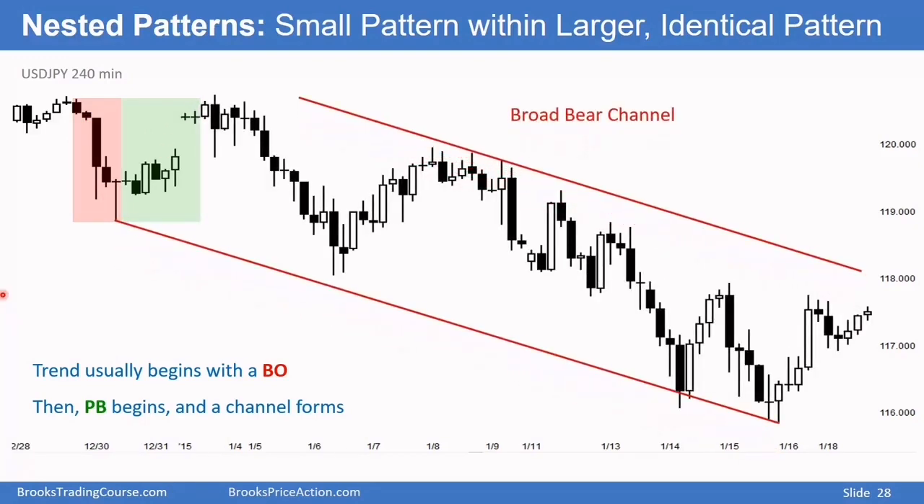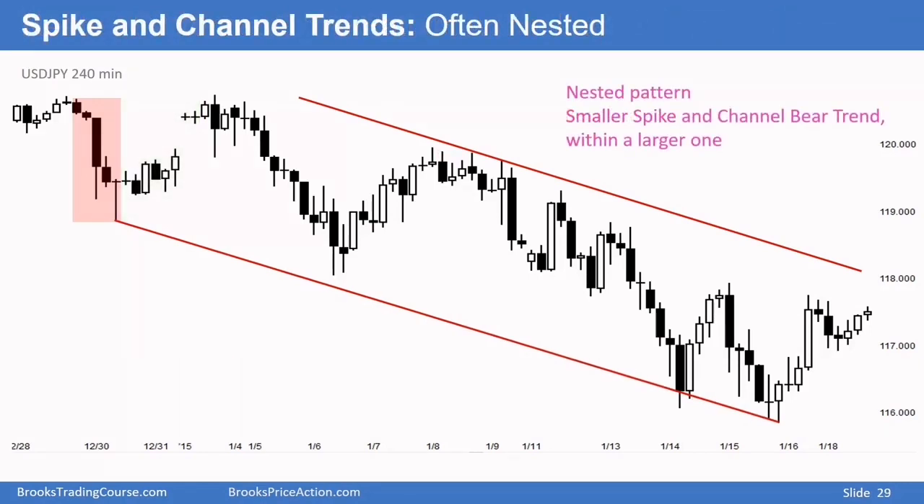It turned out it formed a lower high and then a persistent channel down, new low, big pullback. So at this point, you have to be thinking it might be a broad bear channel or a trading range. And it is both at this point. We have a spike down and then a broad channel. Spike and channel patterns, like all patterns, are often nested. And by nested, I mean there are often smaller patterns within the bigger pattern.